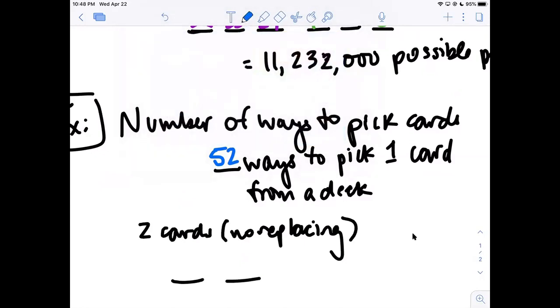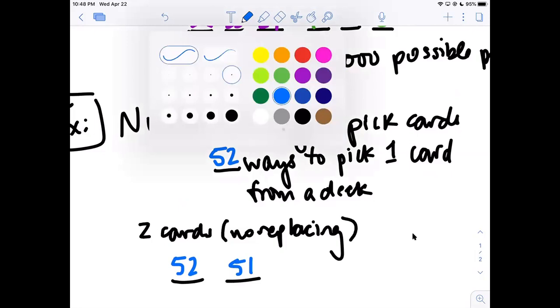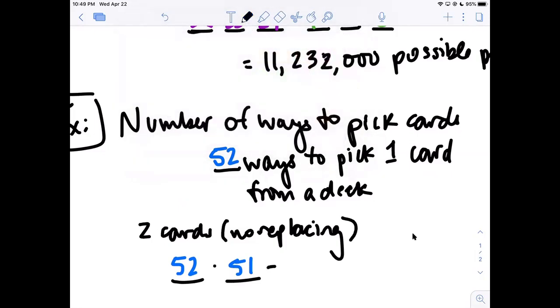Well, none of the cards are picked yet, so all 52 are sitting there. And then you grab one, and then you go to grab a second one. How many are left? 51, because you didn't put the other one back in. Again, multiplication principle, so we're multiplying those two together. It becomes 2,652 ways to draw 2 different cards.